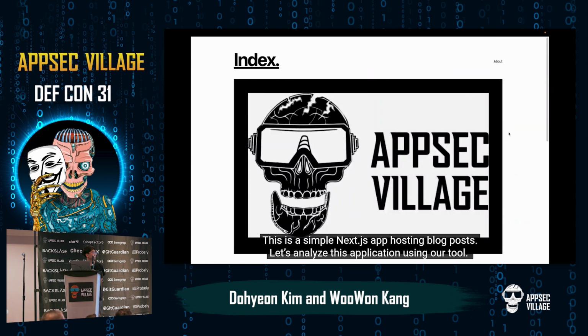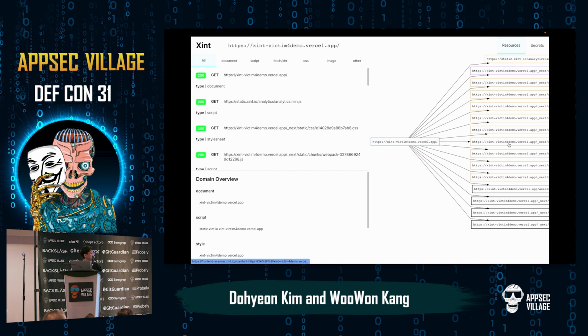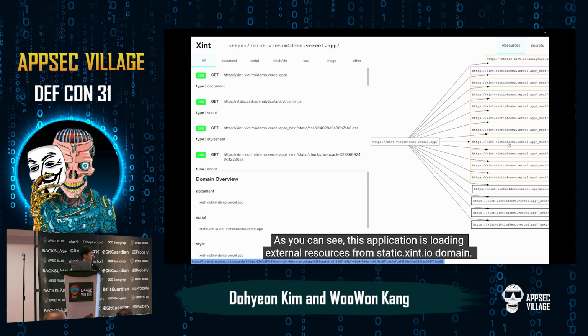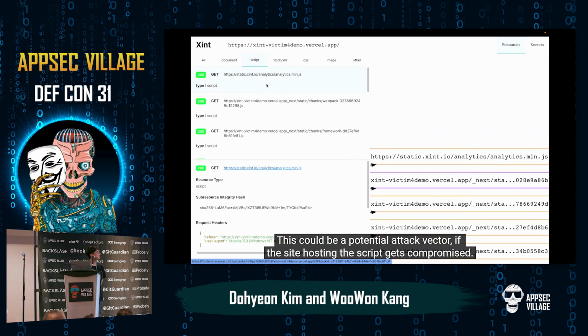This is a simple Next.js app hosting blog posts. Let's analyze this application using our tool. Yeah, that's just a sample page. So as you can see, this application is loading external resources from the static.synth.io domain. This could be a potential attack vector if the site hosting the script gets compromised.